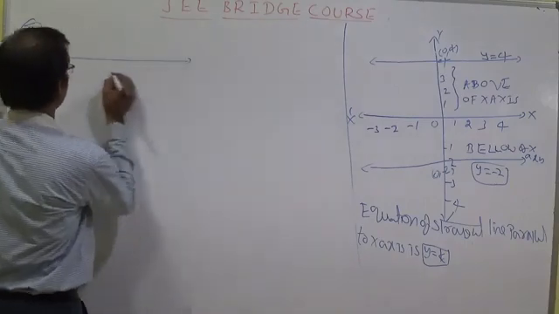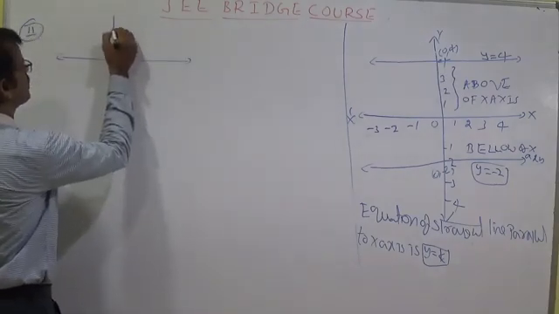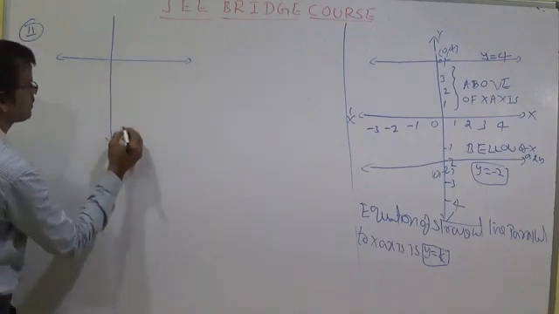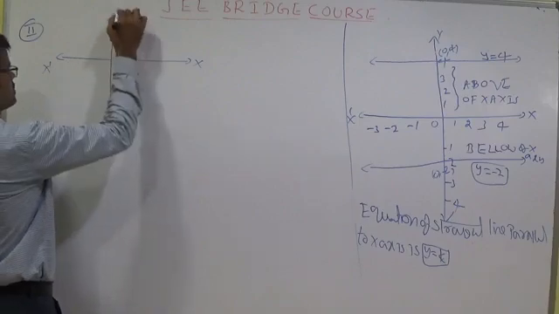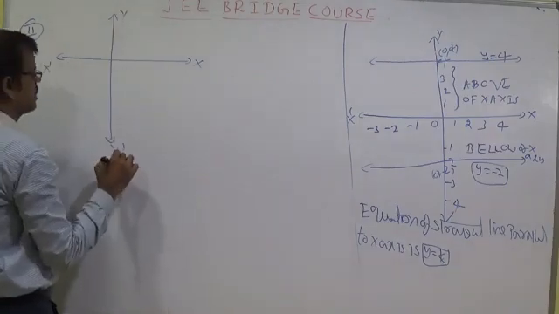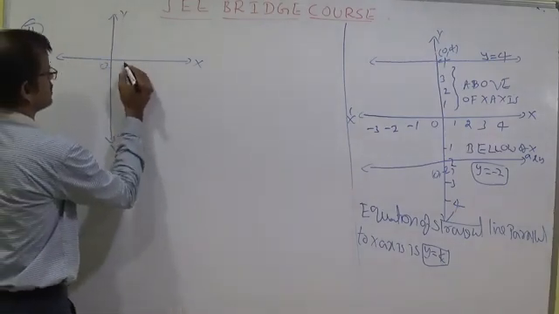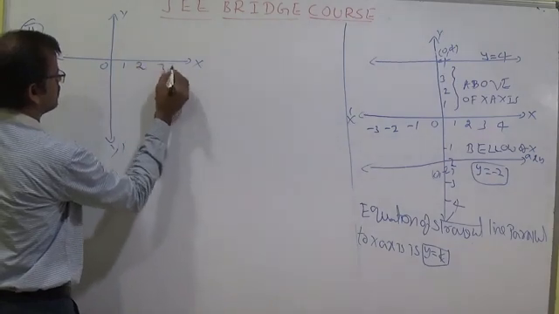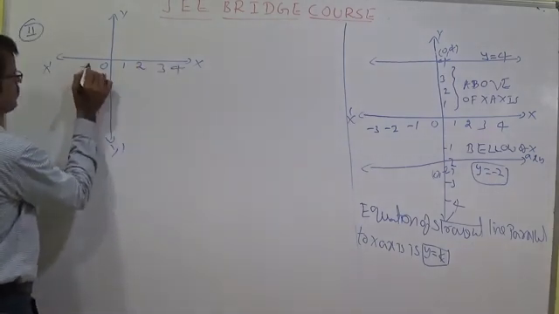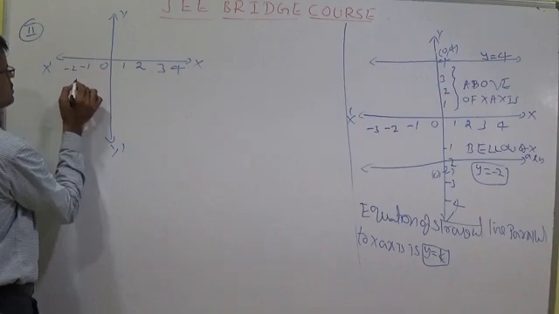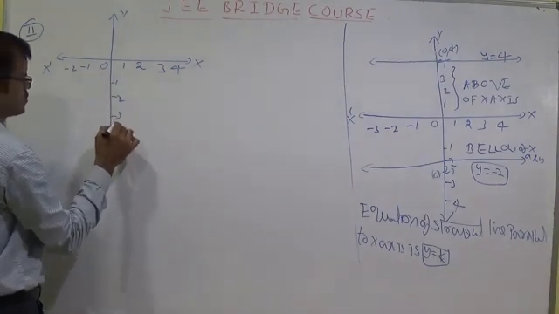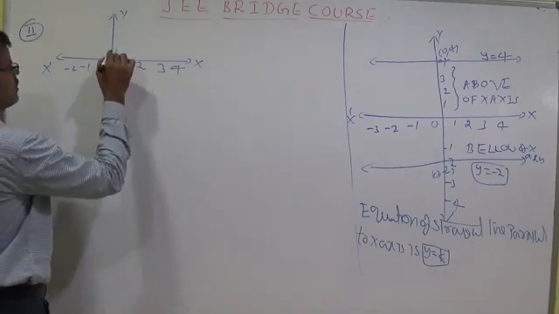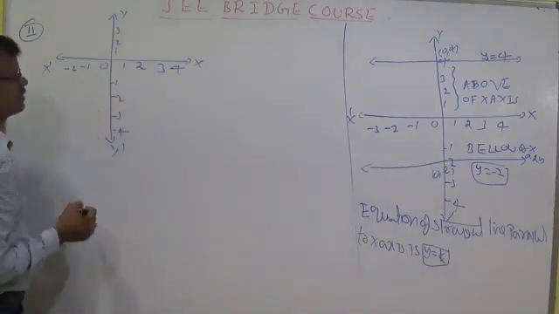Once again I am drawing like this. Put the names. This is X, this is X dash. This is Y, this is Y dash. Put here 0, 1, 2, 3, 4 like this. Mention here -1, -2, -3 like that. This is -1, -2, -3, -4 like that. This is positive 1, 2, 3, enough.